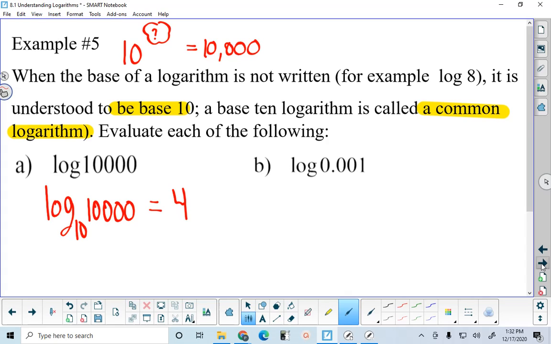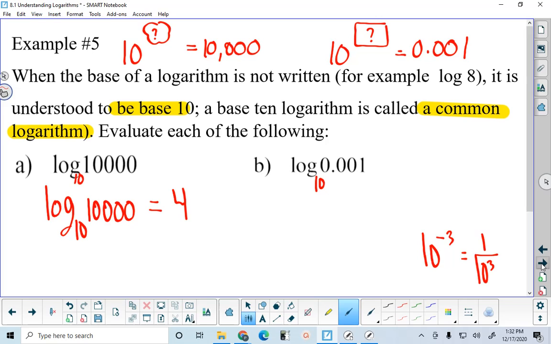For B, this is base 10, right? Sometimes I'll put it in because it's not written there. If it's not written, it is base 10. This is saying 10 raised to some number will give you 0.001. I think fewer people would know this just immediately, but go ahead and type the answer if you believe you do. Yeah, that's -3. 10 to the -3 is equal to 1 over 10 to the 3, or it's equal to a 1 moving the decimal place back 3 places. So this logarithm is equal to a negative.